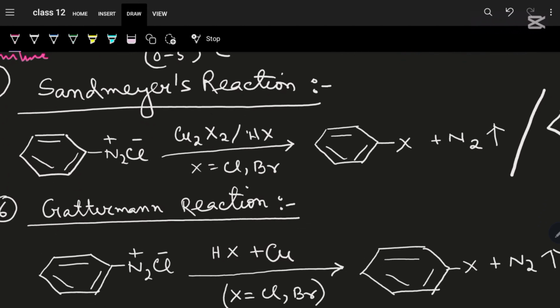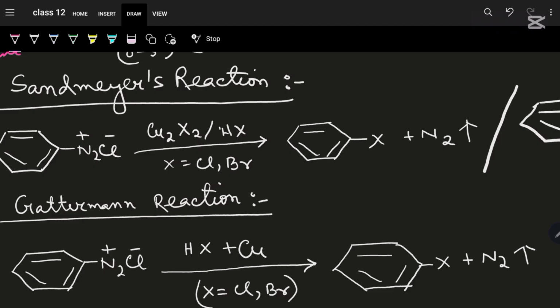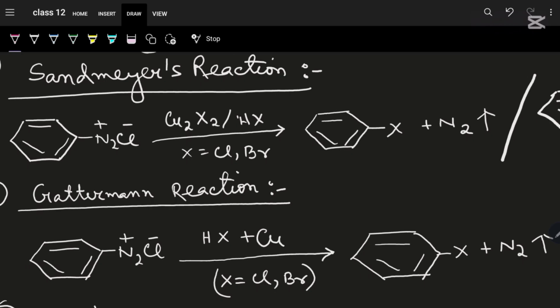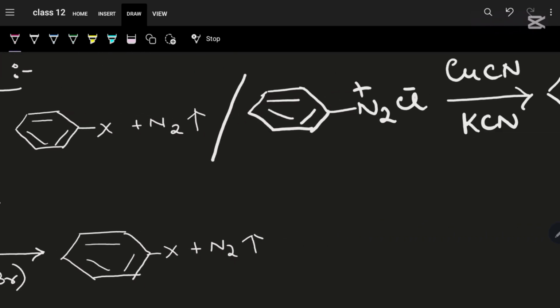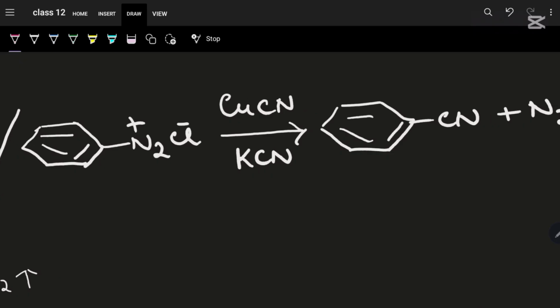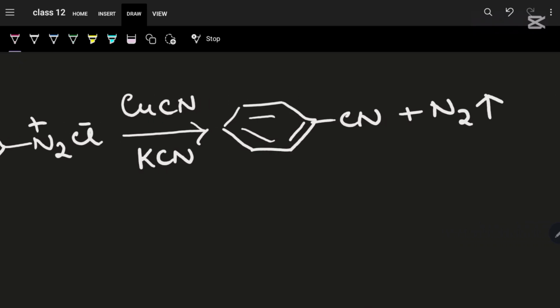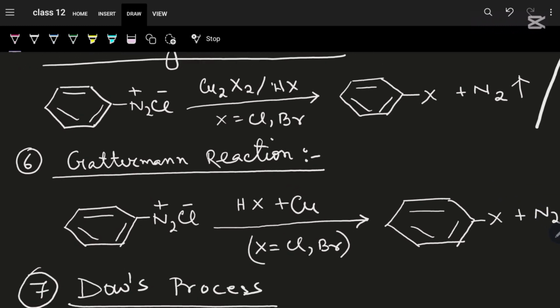Sandmeyer's reaction is another reaction where this benzene diazonium halide is reacted with Cu2X2 in presence of HX, where X is Cl or Br, in order to obtain ArX plus N2. N2 gas is evolved. Now this again can be reacted with CuCN/KCN to give cyanobenzene. This is the structure of cyanobenzene, and both these sets of reactions are under Sandmeyer's reaction.